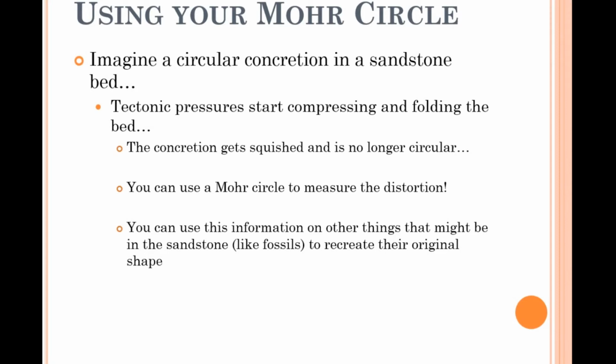Certain kinds of concretions are really helpful because they always form spheres, circles in cross-section. So if you have a fossil next to a concretion and they're deformed, they probably deformed almost identically. Figure it out for the concretion, and now you can recreate what the fossil used to look like.